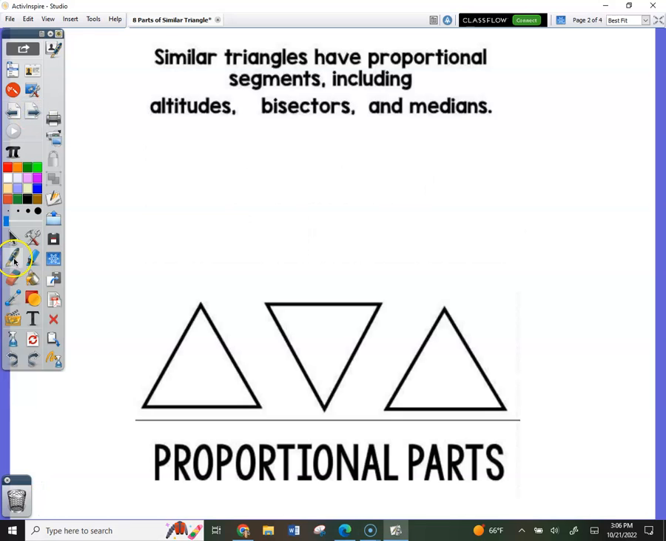First of all, we have three new vocab words. Some of them you've heard before, but it's been a while. We have altitudes, bisectors, and medians. These are all referring to triangles. Let me refresh you on what these mean. An altitude, just draw a triangle, draw an arrow to show focus on this triangle.